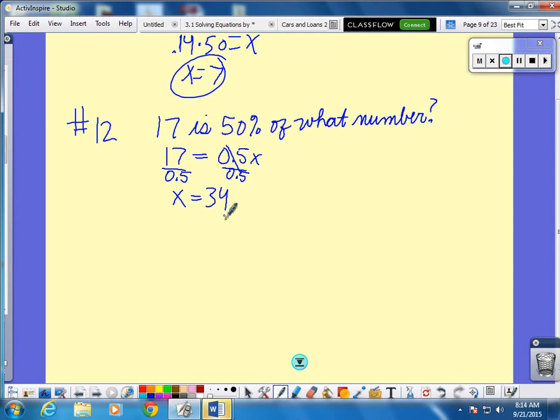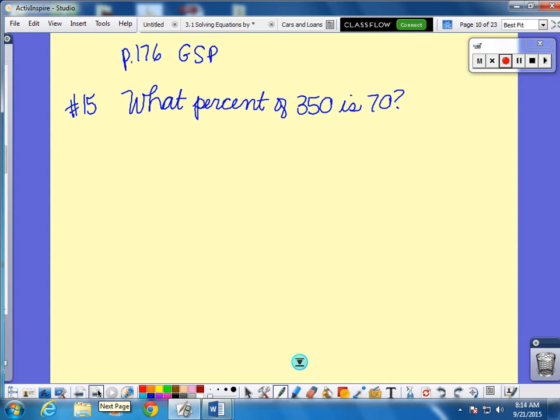50% is half of the number. So 17 divided by 0.50, or 0.5, is 34. Questions? Is it getting better? All right, try this one.